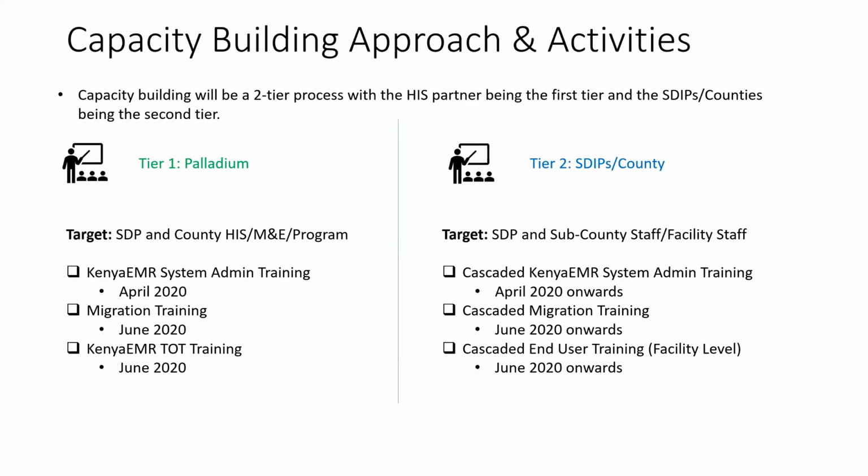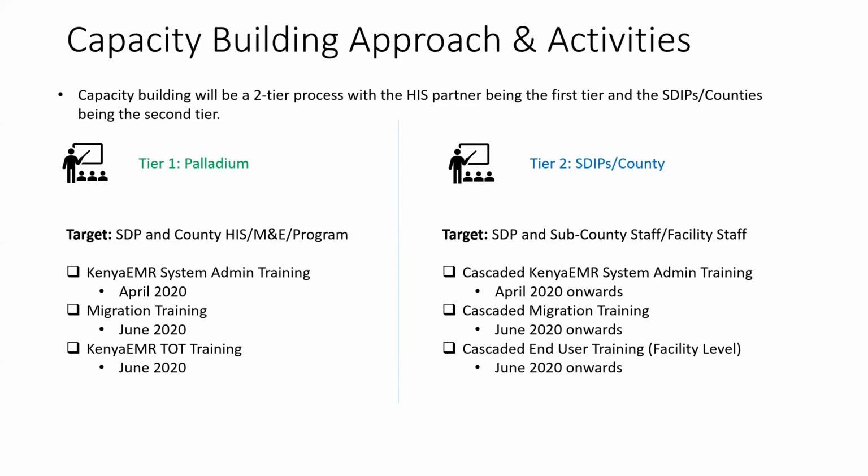Then the last bit within that package is the capacity building package, which we have categorized into two tiers, where the first tier is Palladium, the KenyaEMR, where we'll be taking the partners through the various trainings that are necessary for them to cross over and start supporting the KenyaEMR platform.